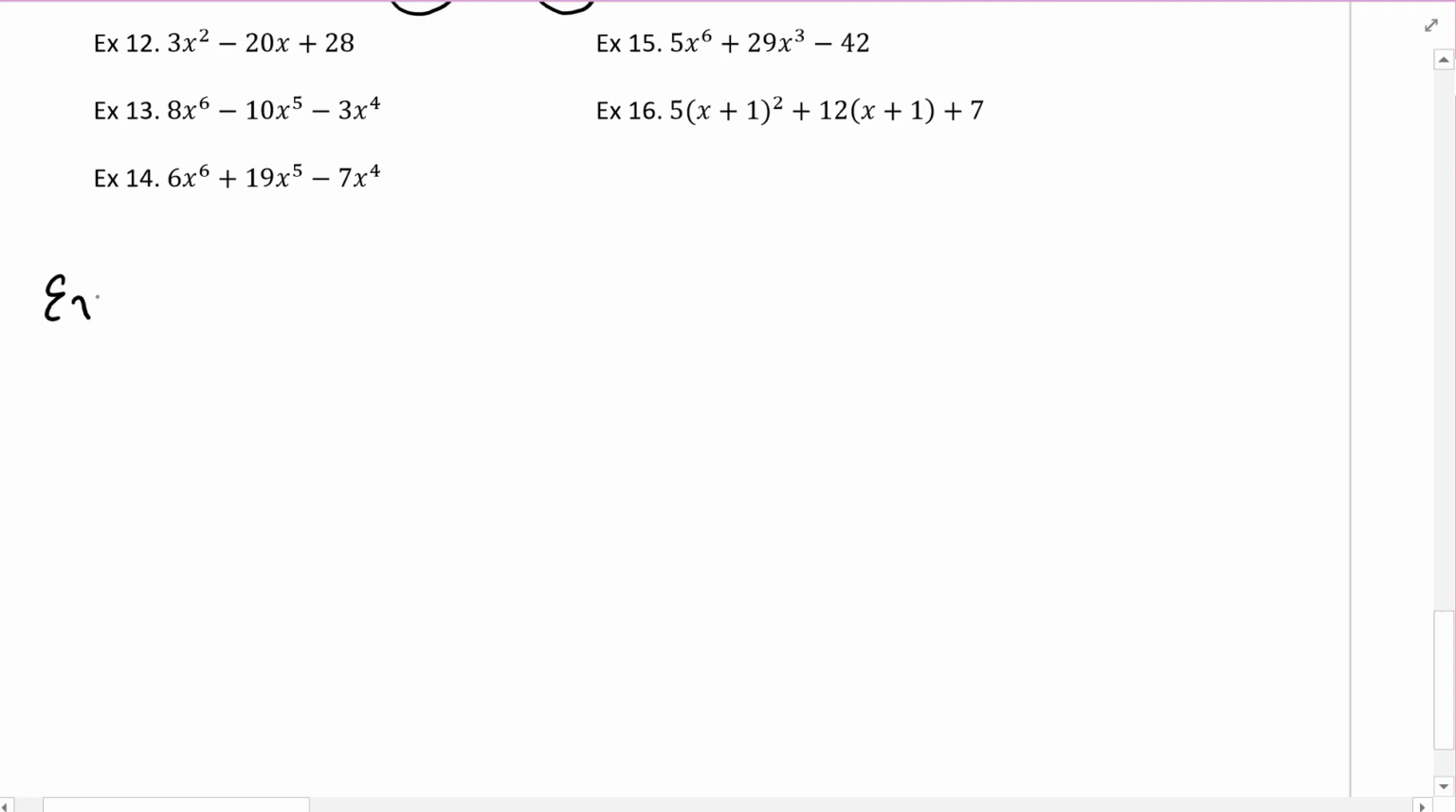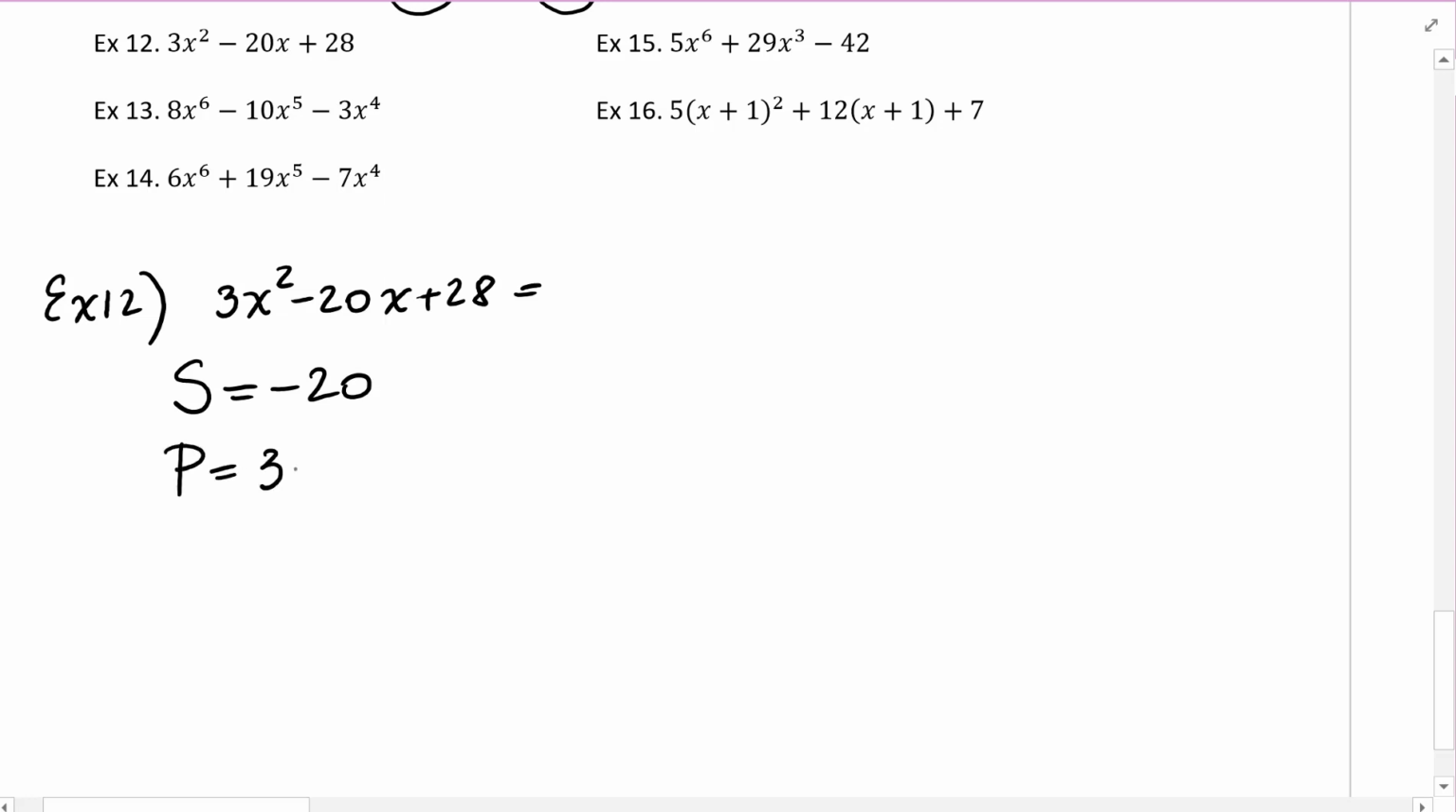So example 12, we have 3x squared minus 20x plus 28. And we are looking for two numbers that have the sum -20 and the product 3 times 28, which is 84. So the two numbers that satisfy this are, let's see, 6 times 14 is 84, but I need negative. So negative 6 and negative 14.